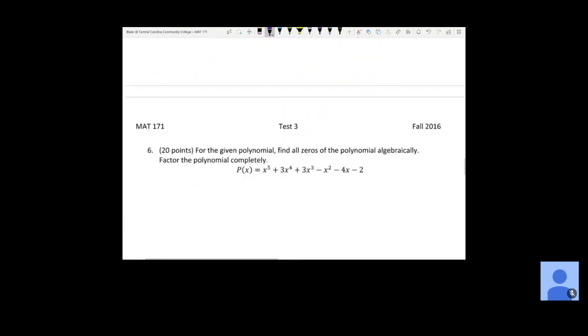All right, let's take a look at number 6. All right, so same thing. We want to find all the zeros and we want to factor completely. So we can go through that same process again. Let's start with our p-values. So what are the p-values going to be this time? Okay, good. So plus or minus 1 and plus or minus 2, because we're looking at that constant, which is 2. Only factors of 2 are 1 and 2.